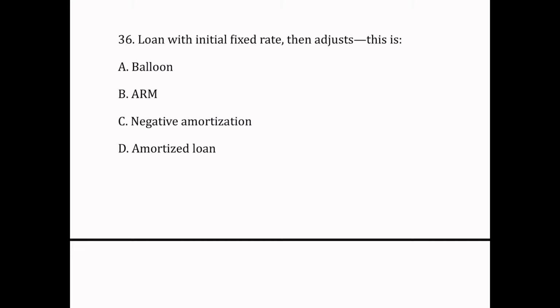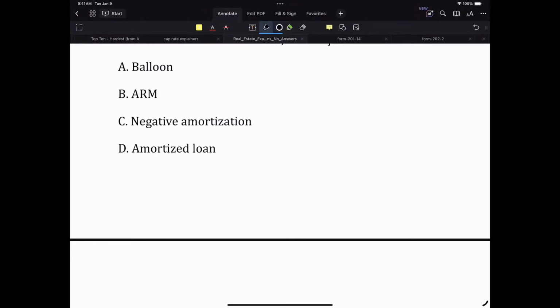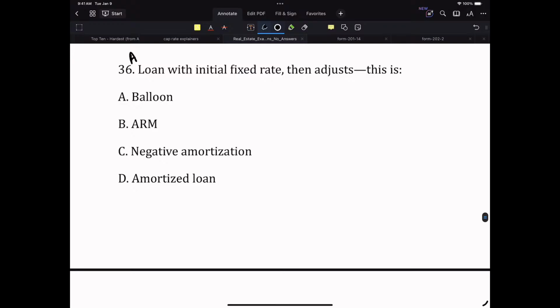All right, number 36. A loan with an initial fixed rate that then adjusts is... I don't know why ChatGPT has problems forming sentences for questions, but bless its little heart, I think we can know what it's trying to say. A loan with an initial fixed rate that adjusts during the life of the loan is called: A, a balloon loan; B, an ARM; C, negative amortization; or D, amortized loan?